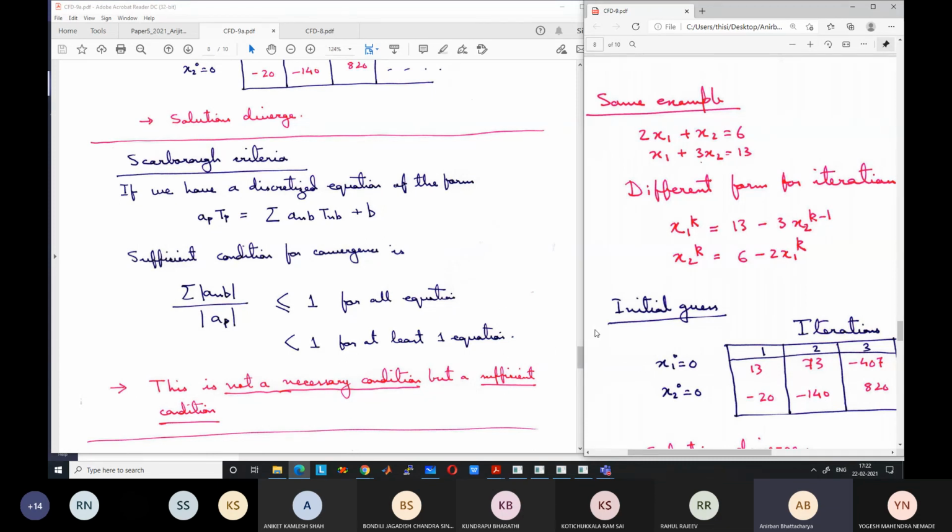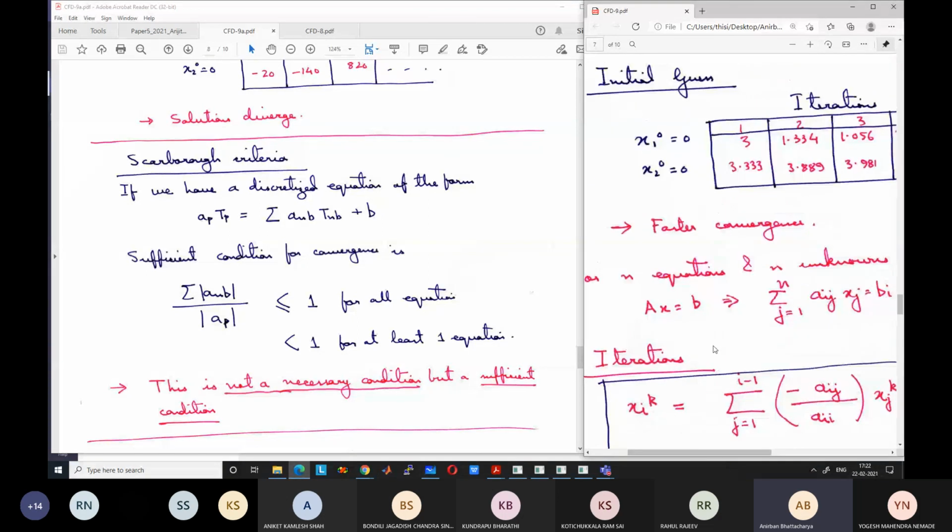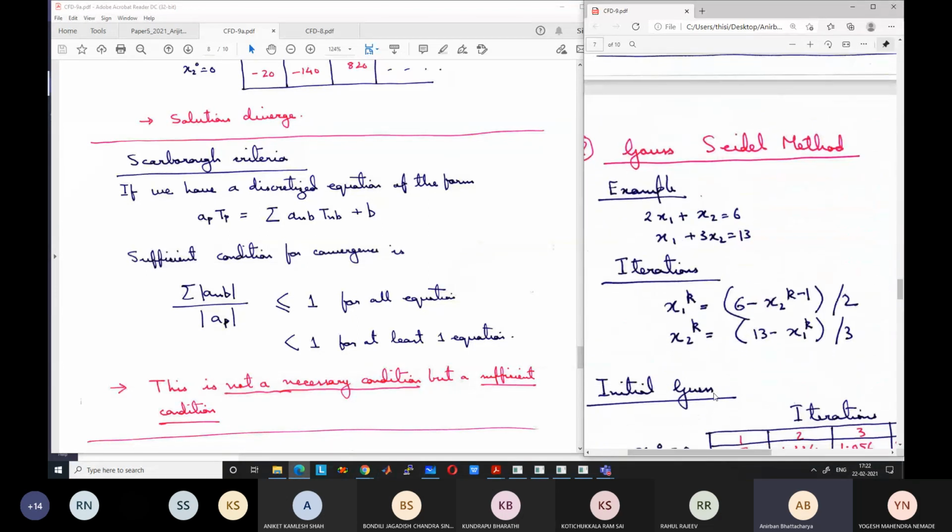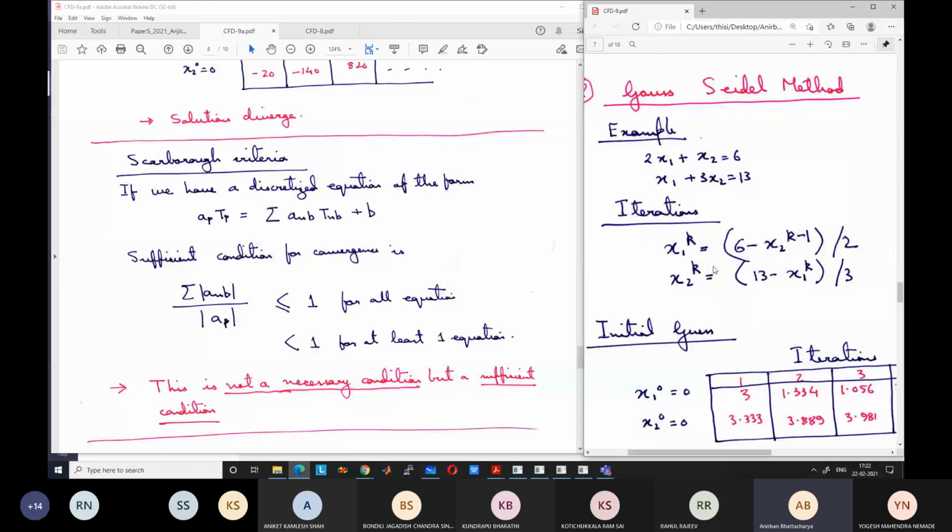But if we follow a sufficient condition, let us take a look at our previous iteration scheme. This is our previous iteration scheme. What is the value of this for the first equation? 0.5, correct, good. Mod of minus 0.5 is 0.5 divided by 1, so 0.5. Okay. What about the second equation? What is the value?